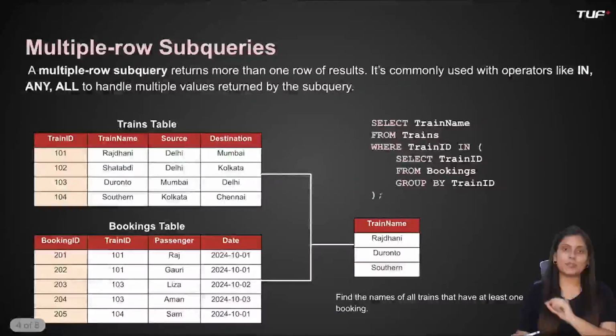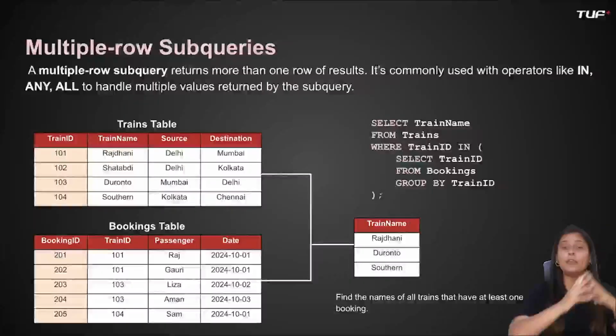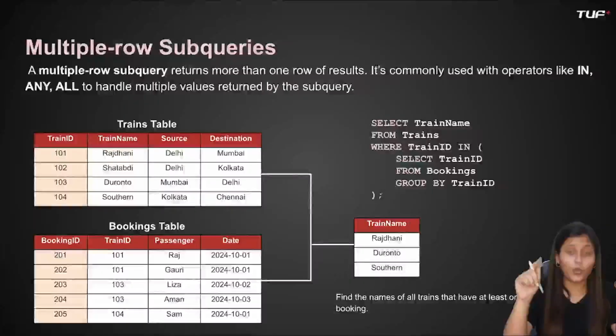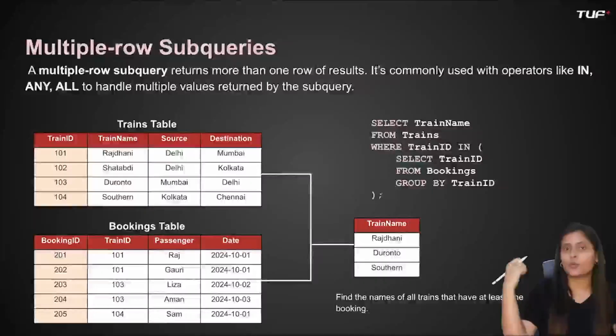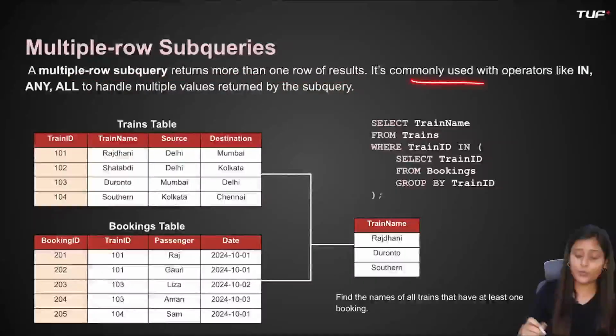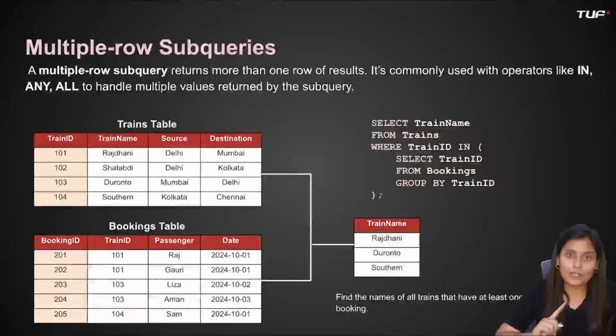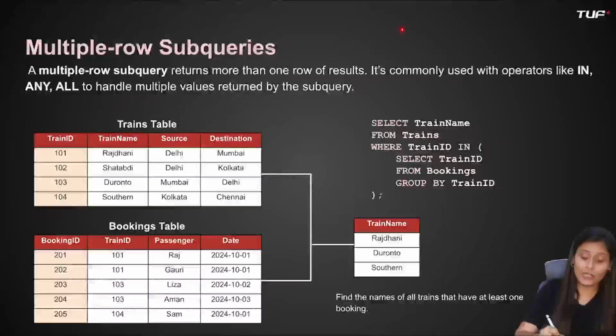Next is the multiple row subquery. It is totally opposite to the single row subquery, where the result was only one row. Here the result will be multiple rows. A multiple row subquery returns more than one row of result. It's commonly used with operators IN and ALL. Basically, in the single row subquery, we were using the equals to operator.